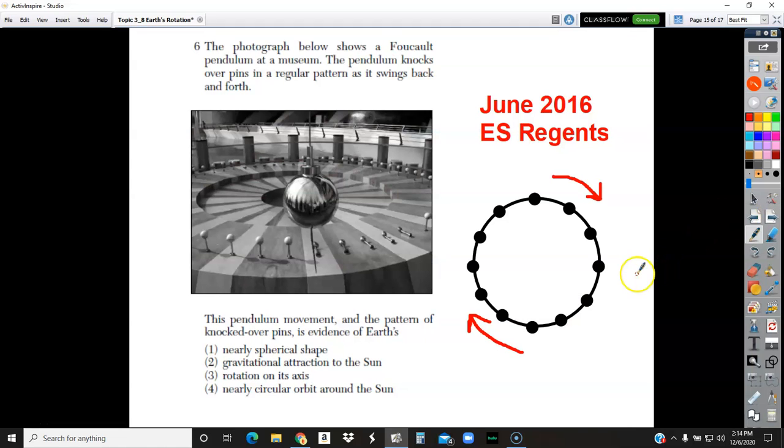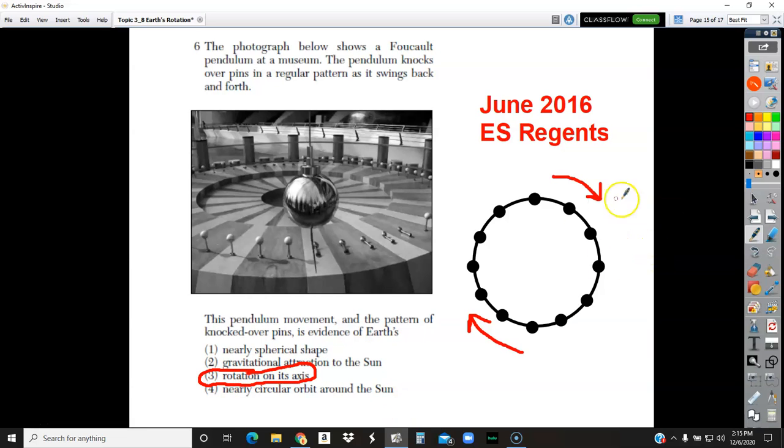This was a picture, or actually a question with a picture on a Regents from a few years ago. So it says, the photograph below shows a Foucault pendulum at a museum. The pendulum knocks over pins in a regular pattern as it swings back and forth. This pendulum movement and the pattern of the pins is evidence for what? And again, this is to prove the earth rotates. So it has nothing to do with the shape of the earth, has nothing to do with the gravity to the sun, has nothing to do with that we're nearly circular, but I'm going to go with 3. Oops, that's a horrible line, Mr. Rocco. So it's hard to do with a mouse, so I'm going to circle like that. There we go. So it has to do with the rotation on our axis.